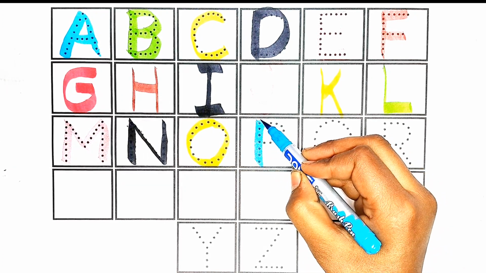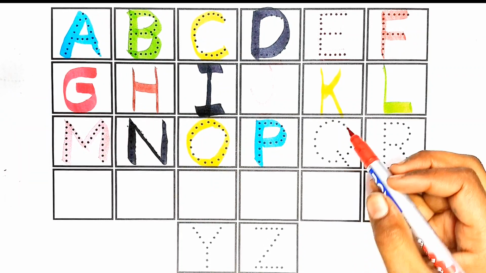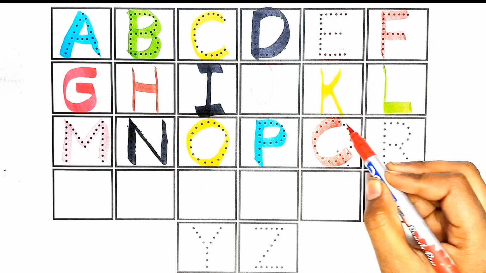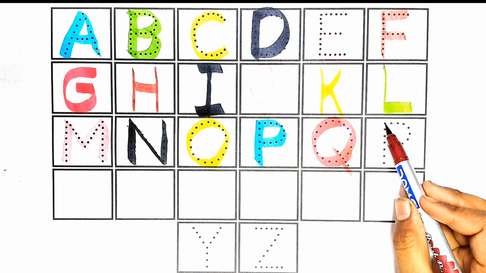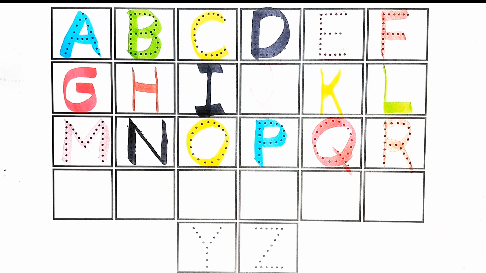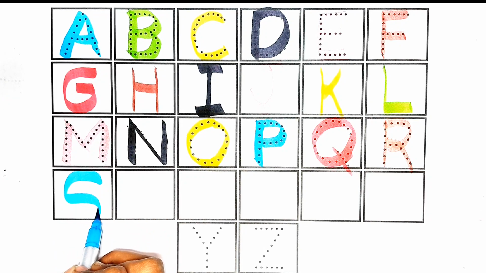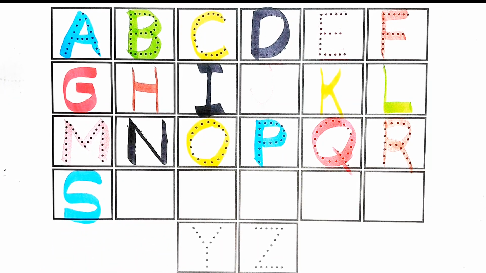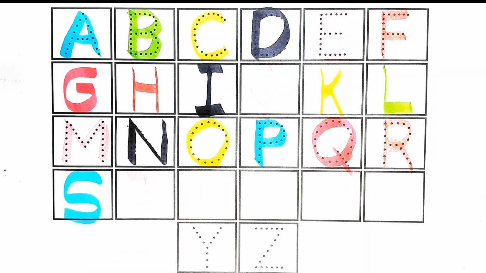P for parrot, P for parrot. Q for queen, Q for queen. R for rabbit, R for rabbit. S for sheep, S for sheep. T for tiger, T for tiger.